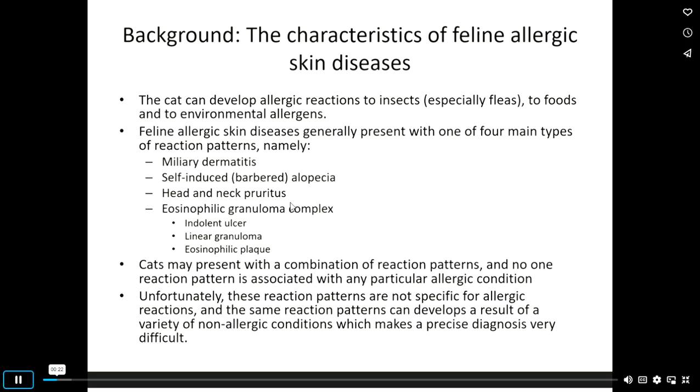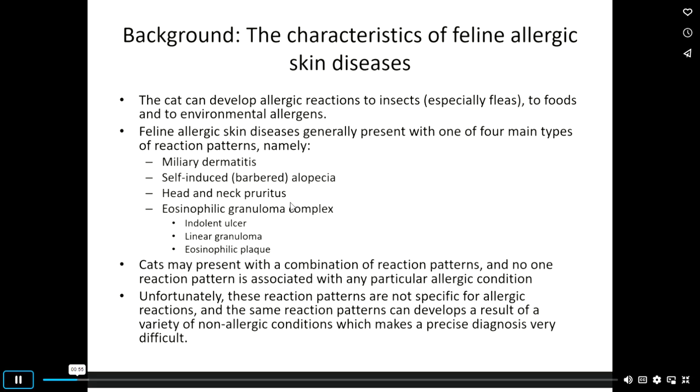So if we first consider as background the characteristics of feline allergic skin diseases, we know that the cat can develop allergic reactions to insects, particularly fleas, to foods, and to environmental allergens. Feline allergic skin diseases generally present with one of four main types of reaction patterns, namely miliary dermatitis, self-induced or barbed alopecia, head and neck pruritus, and the eosinophilic granuloma complex.